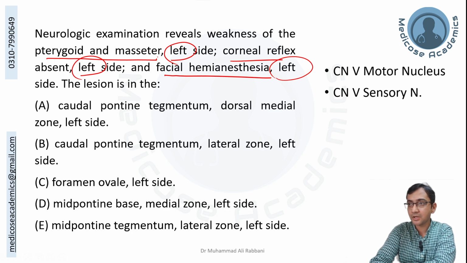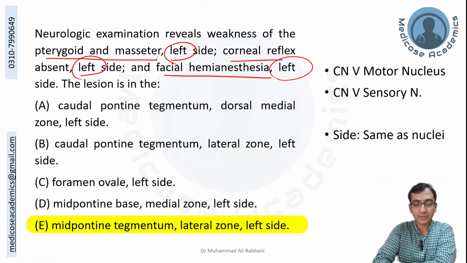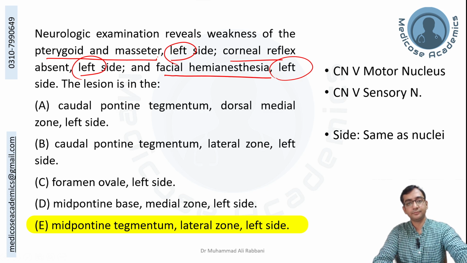Where is the left-sided trigeminal nerve present? It is present in the upper part of the pons in the lateral aspect. So that will be the correct answer: mid-pontine segment, lateral zone, left side.